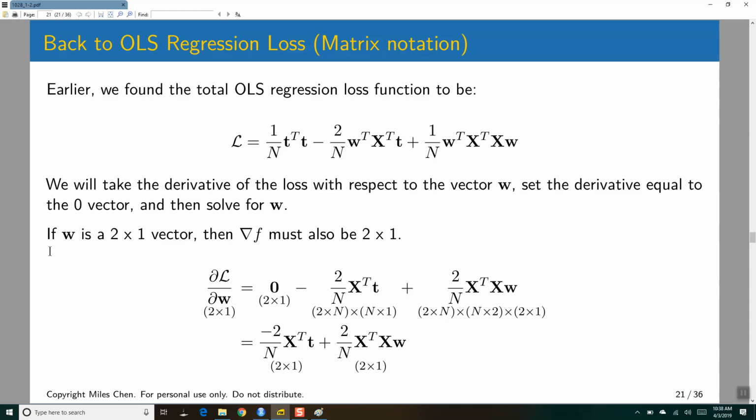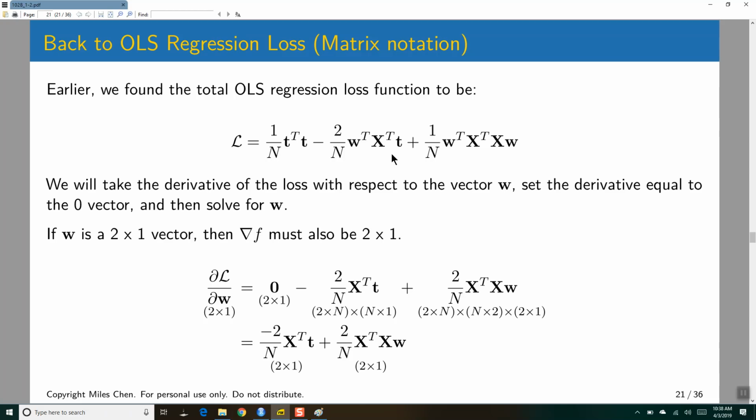So if w is a 2 by 1 vector, then the gradient nabla f must also be a 2 by 1 vector, okay? And so I'm just going to go through and we're going to say, what is this with respect to w? The t transpose t, there's no w term in there, so the gradient with respect to that is going to just be 0. It's much like taking derivatives in calculus, except everything now has arrows over it or is in bold print. So the derivative of this is 0.